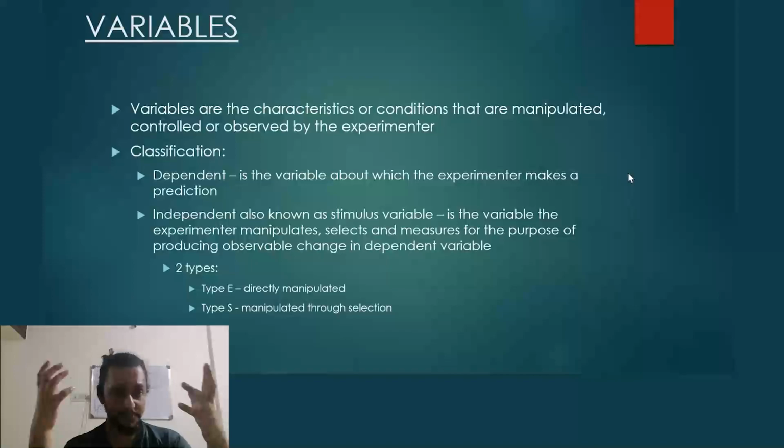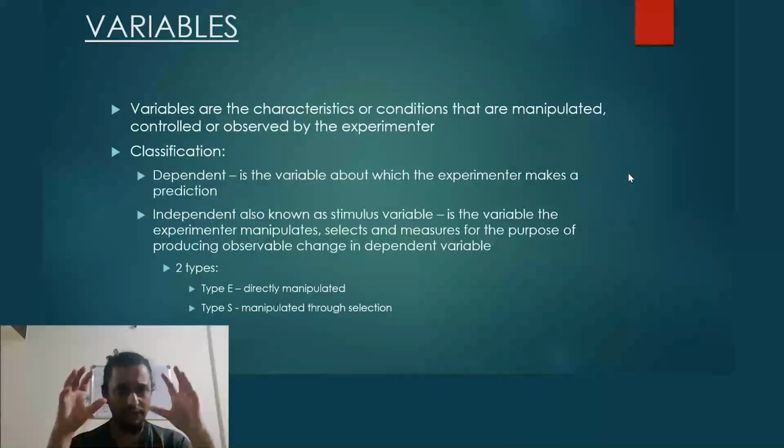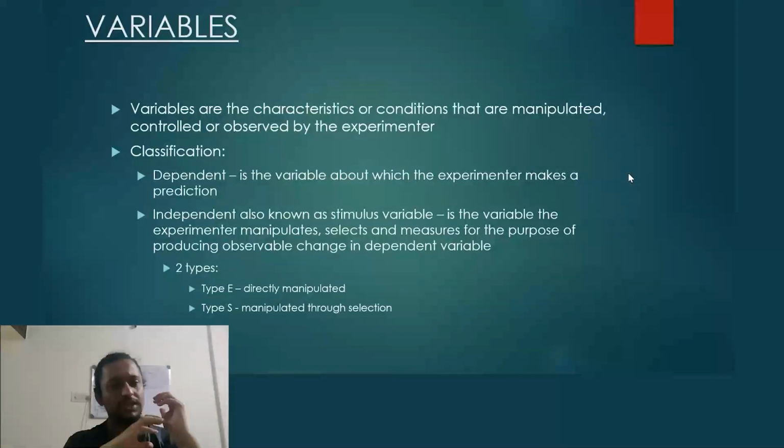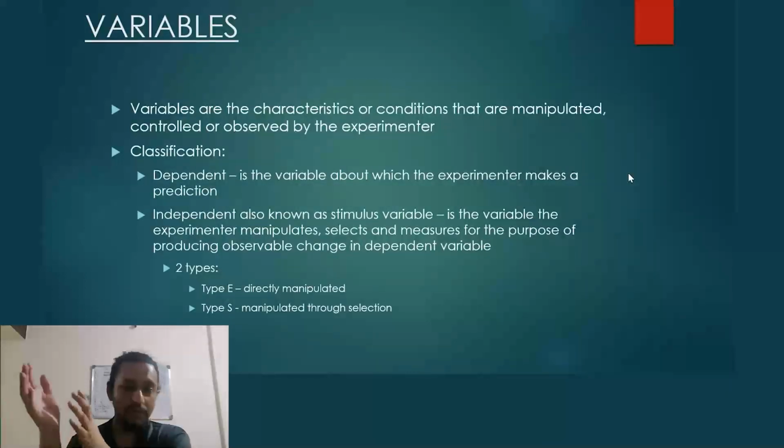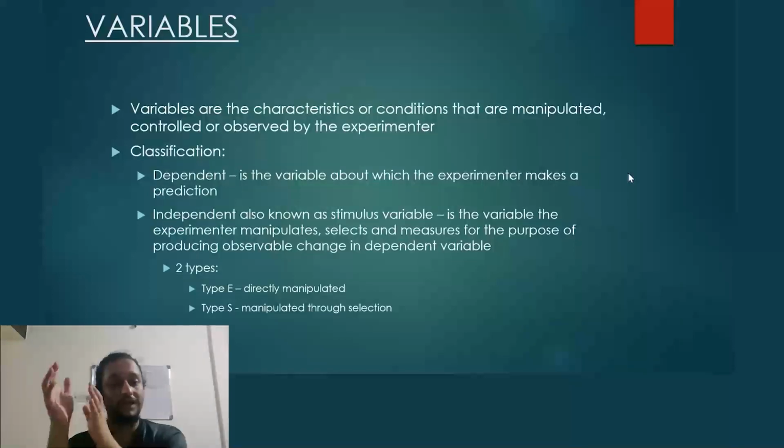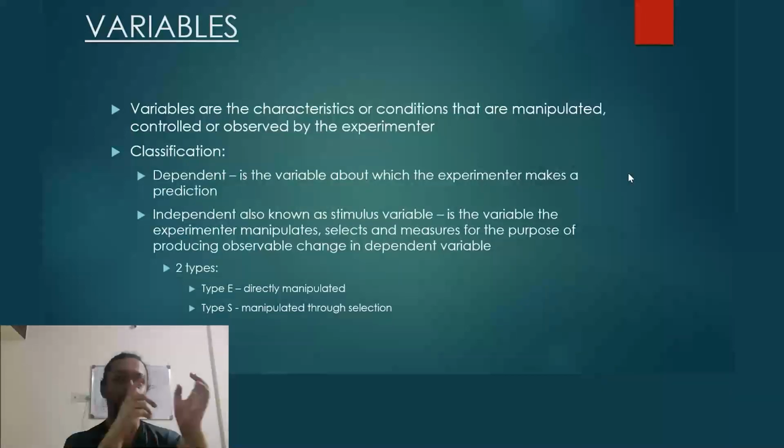There are two types majorly. There are other types also, but majorly there are two types. There is the dependent variable, where the experimenter makes a prediction, and sometimes it's said that this is the not manipulated variable. And then there's an independent variable, which is also known as the stimulus variable, which is also sometimes called the active variable, which is the variable that the experimenter manipulates, right? Or selects or measures for the purpose of producing observable change in the dependent variable.